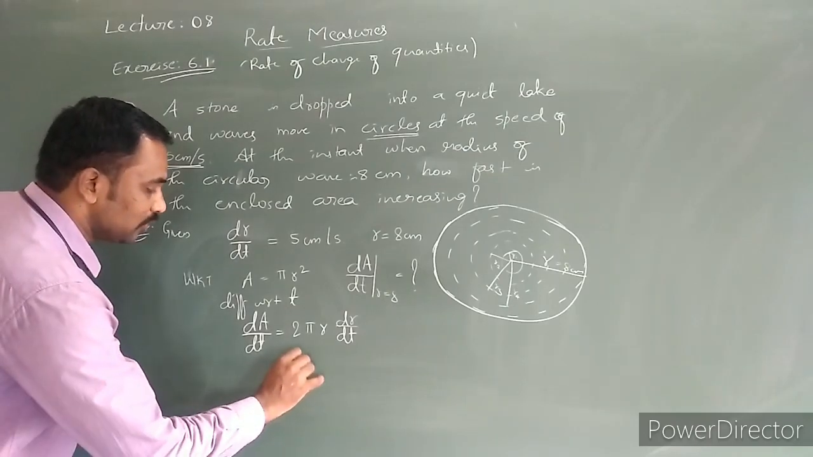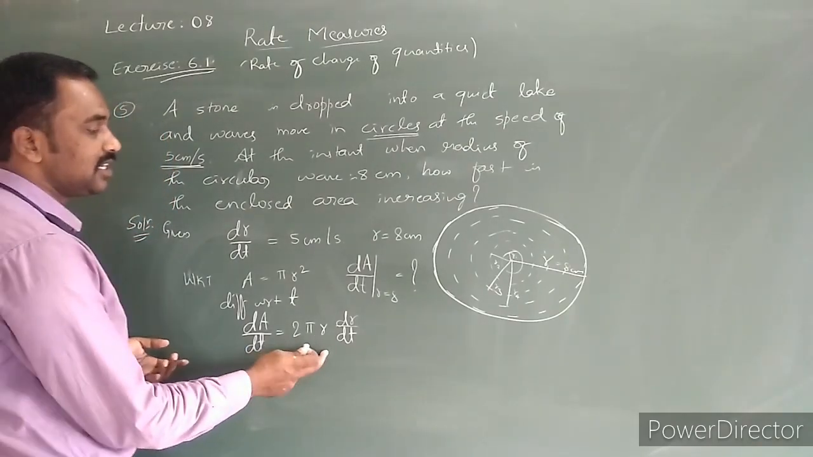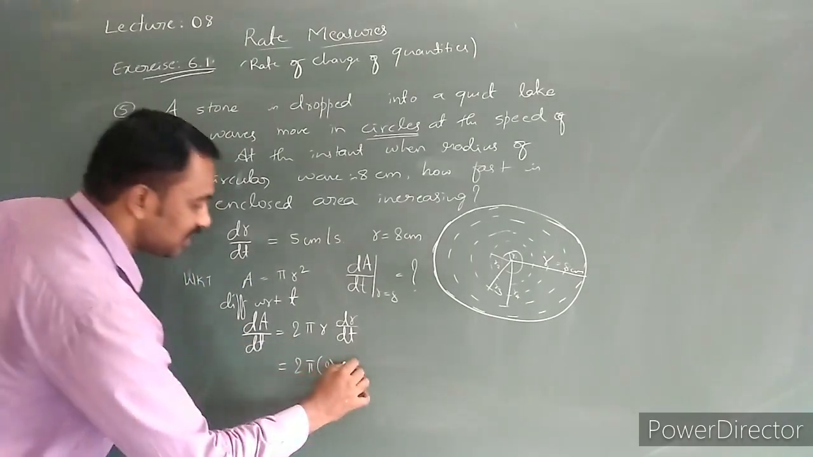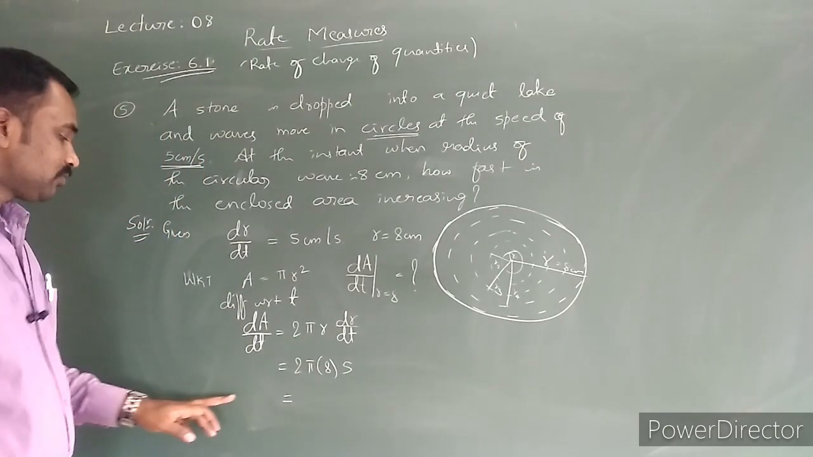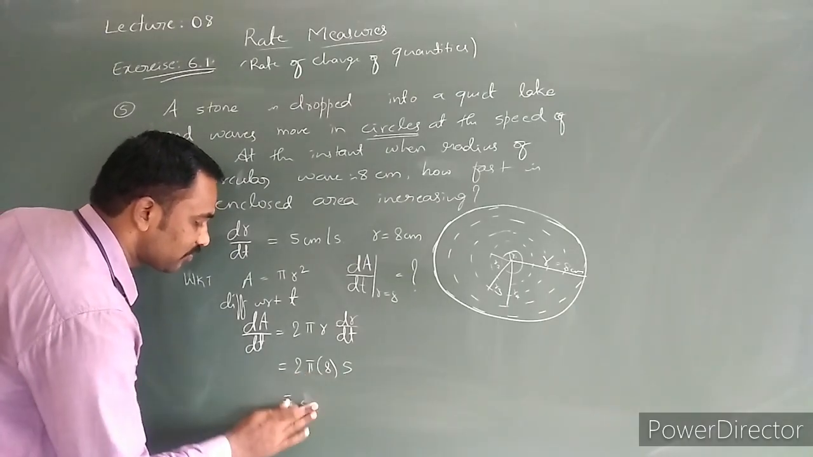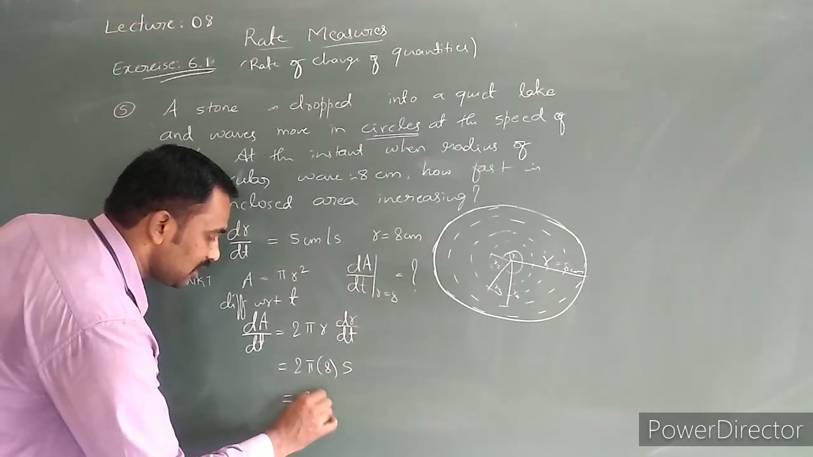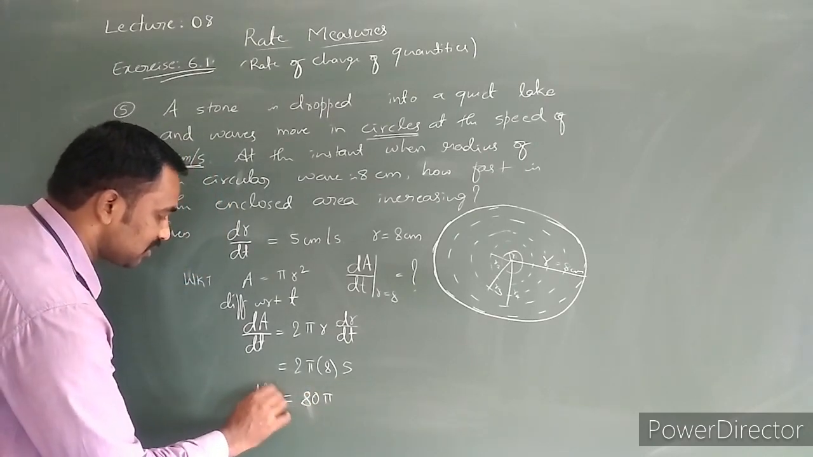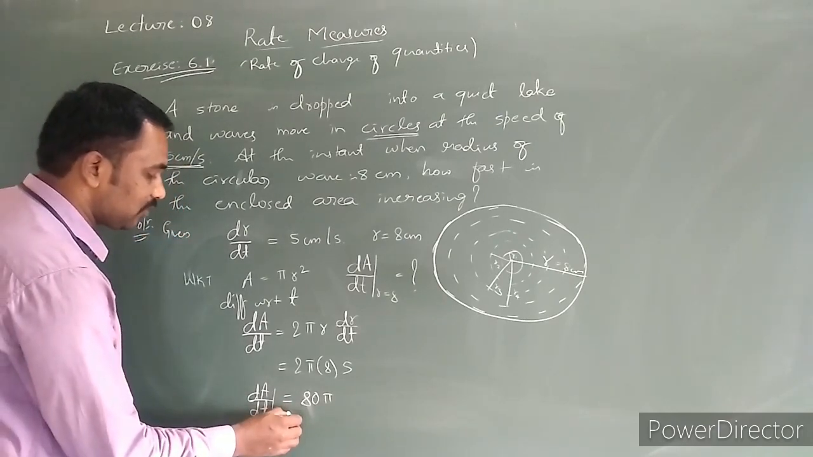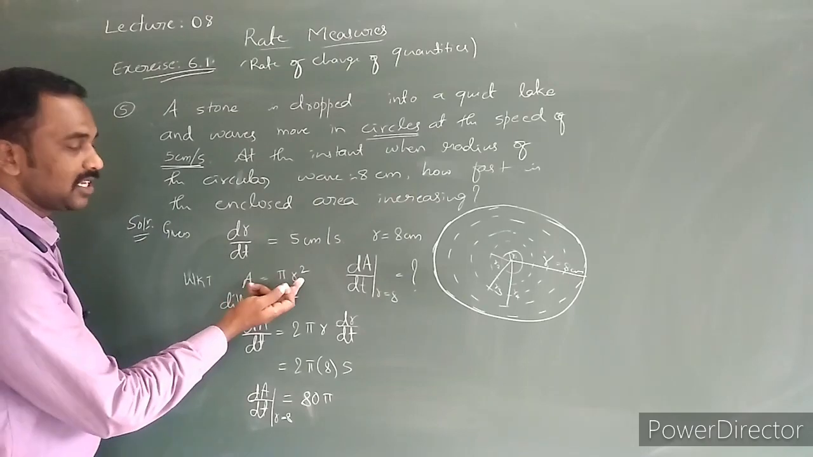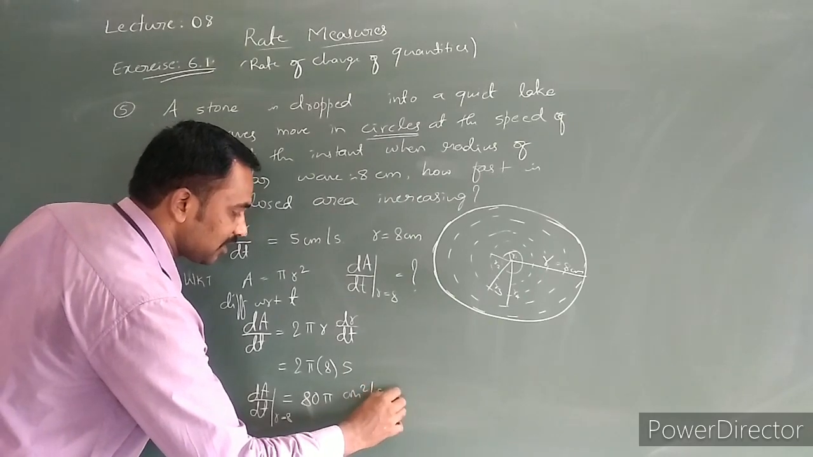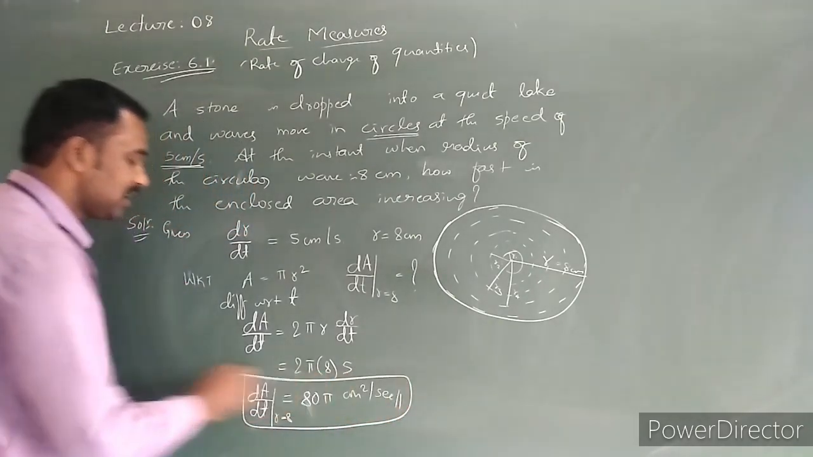Replacing all the values: 2 as it is, pi as it is, the radius value is given as 8 centimeter, and dr by dt is given as 5. So finally you can write 8 into 5 into pi, 40, 2 into 40 is 80. 80 pi. This is the rate of change of area with respect to time whenever r is equal to 8 centimeter. What will be the unit? The unit for area is centimeter square per second. This is the required answer.